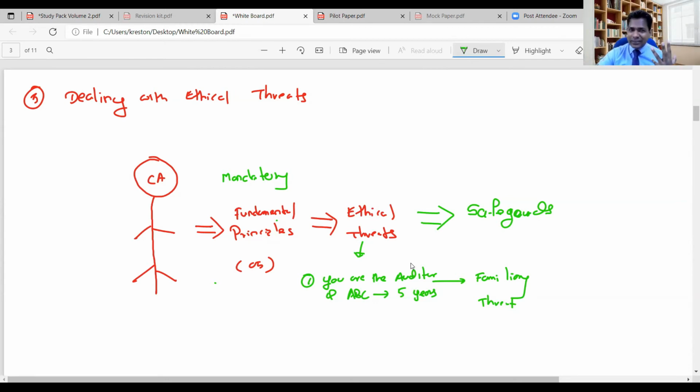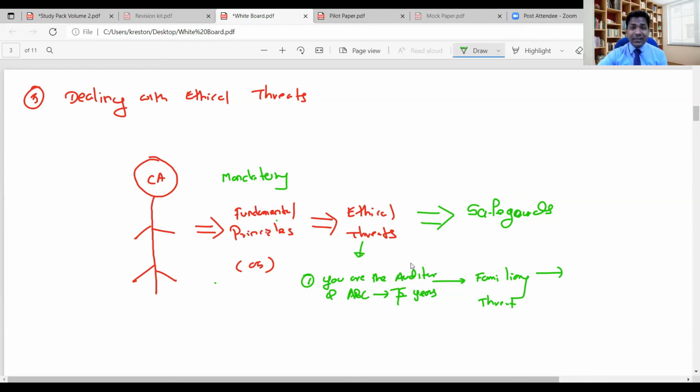No. What CA Sri Lanka is telling you is, when there is an issue like that, try to apply a safeguard and see whether the threat can be reduced. The threat cannot be eliminated, but it can be reduced, like with an elephant fence. That doesn't mean the elephant won't come in, but you can reduce the risk to a certain level. So if you are the auditor of ABC PLC for the last 5 or 7 years and a familiarity threat is arising, you can apply a safeguard.